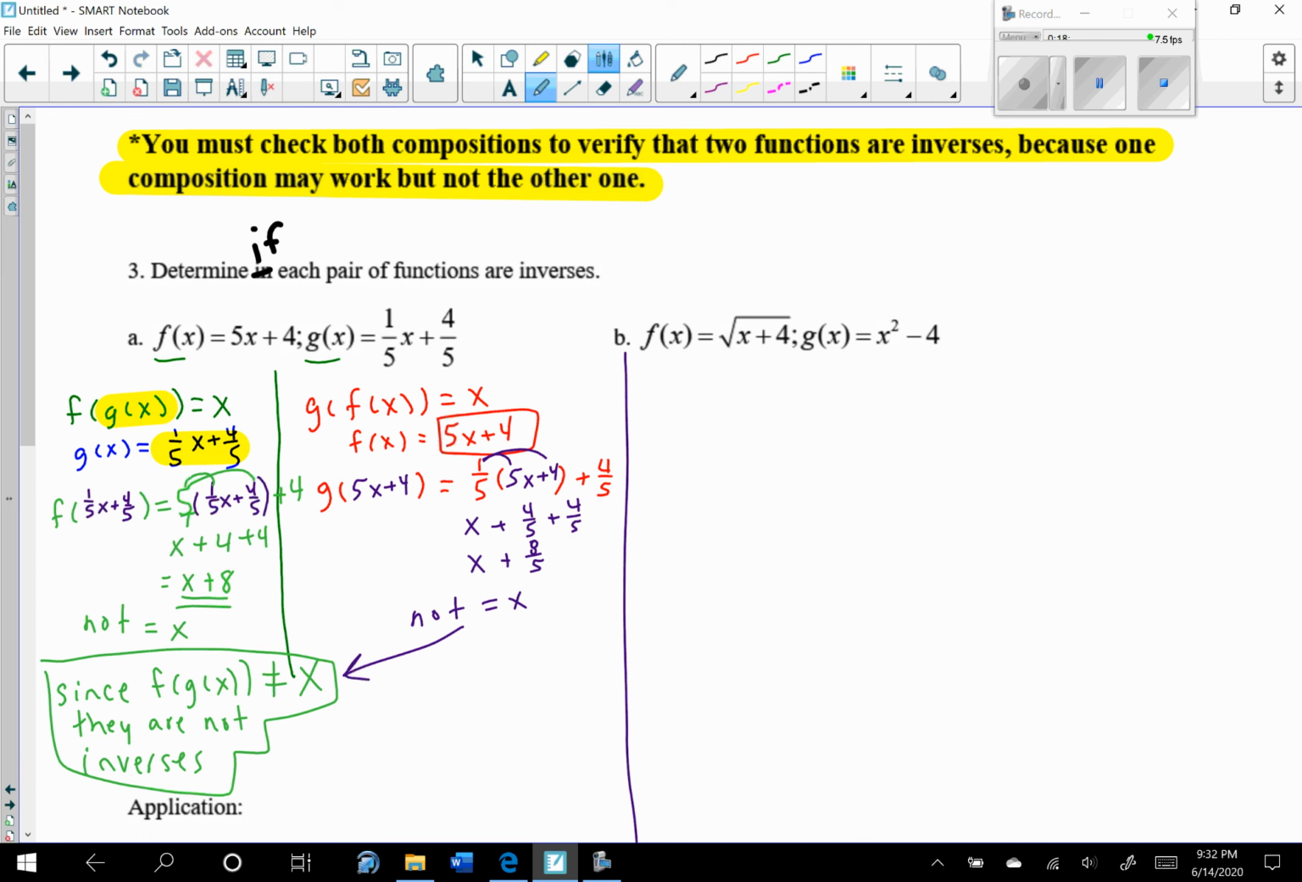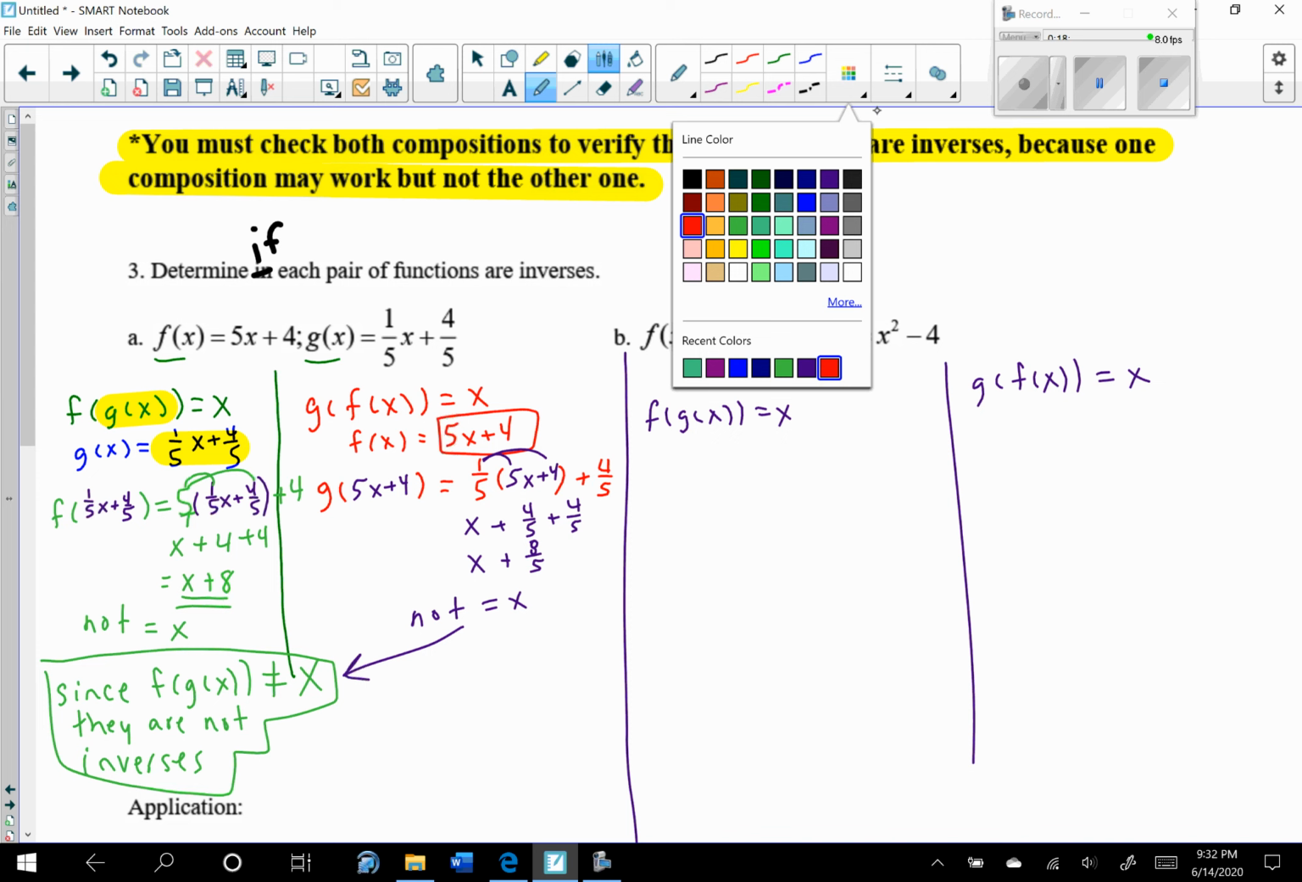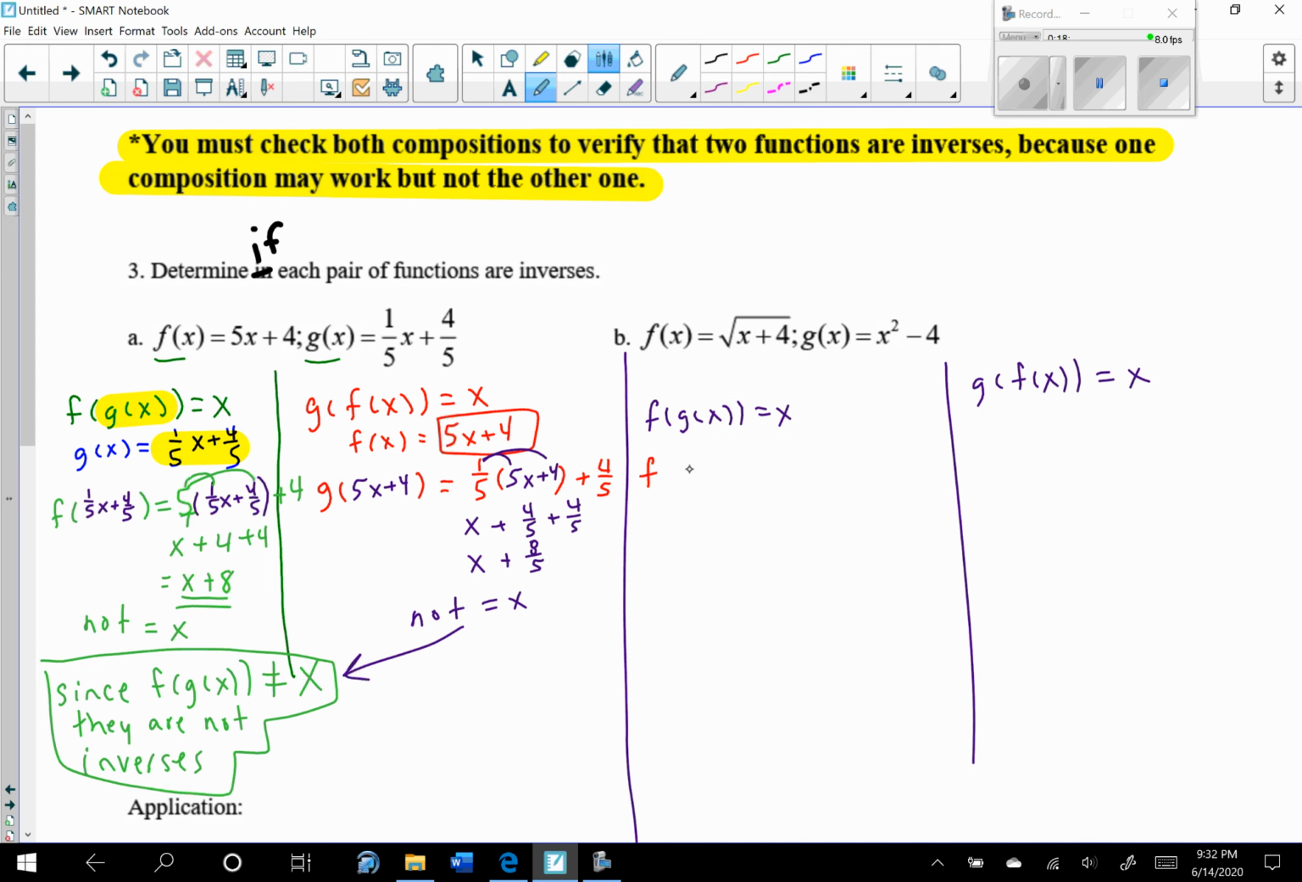So we need to show f of g of x equals x, and we also have to show g of f of x equals x. So let's go ahead and look at the first one. Actually, I should write the inside function first. So g of x is x squared minus 4. And then we're going to plug that in here. So this is f of parenthesis, and then this is root, take out the x, so parenthesis plus 4.